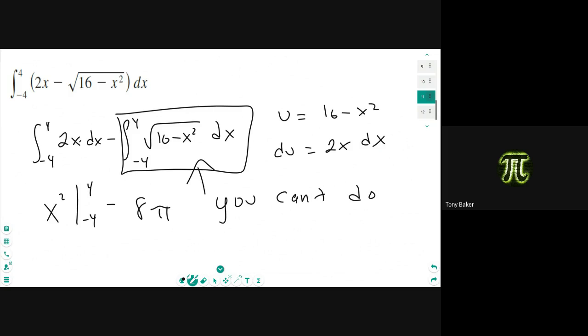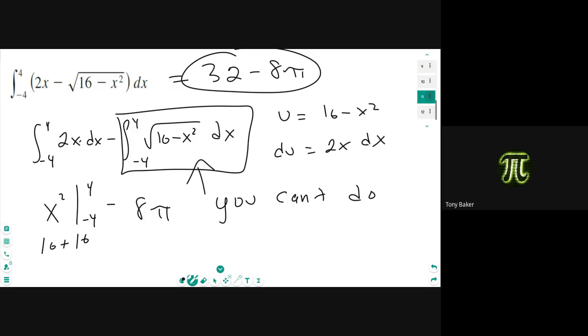I did this problem specifically because I wanted to relate back to what integration was. I wanted to connect back that integration is really the area. This problem was in the book and it's solved by using area. This one we could easily do. 4 squared is going to be 16 plus negative 4 squared is going to be 16. So the answer to this problem is actually 32 minus 8 pi. So I wanted to connect back that integration is really area.